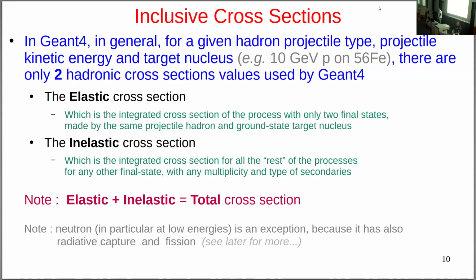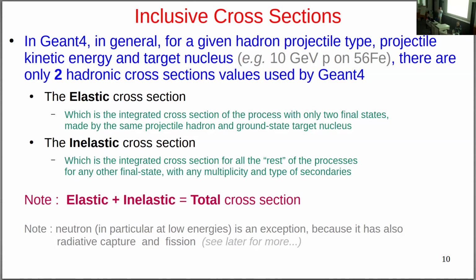Regarding the cross-section, there are two hadronic cross-sections in general for hadrons, which is the elastic cross-section and the inelastic cross-section. So elastic cross-section means when a hadron interacts with a target nucleus, and in the final state, you find exactly the same two particles, the same target nucleus and the same projectile, and the target nucleus is in the ground state. So the only thing which is happening is that there is some exchange of momentum, some angle between the two. All the rest, all the other interactions are part of the inelastic.